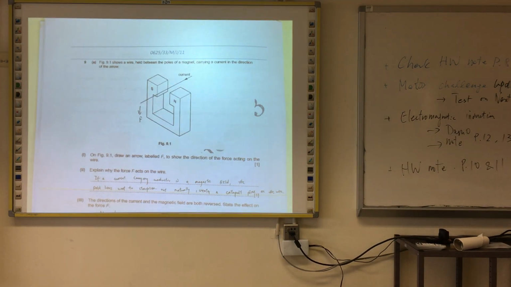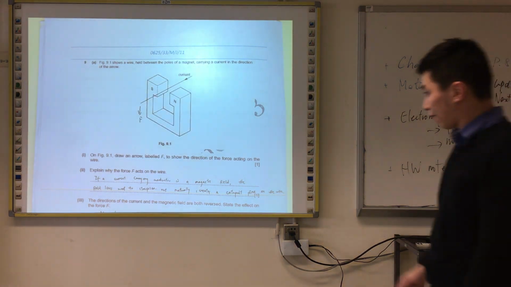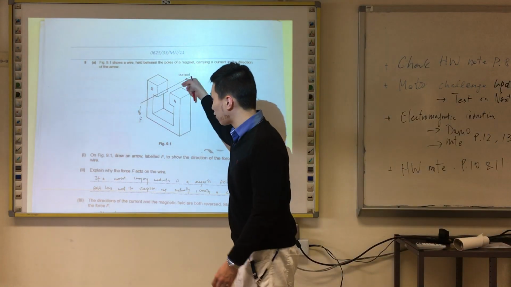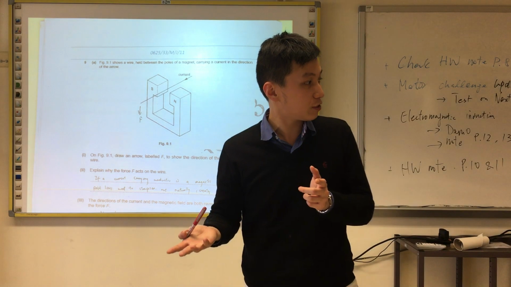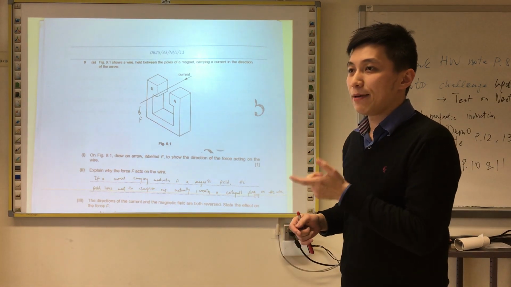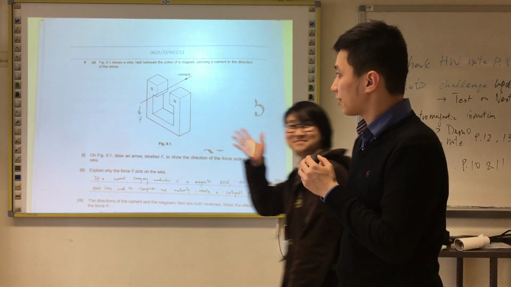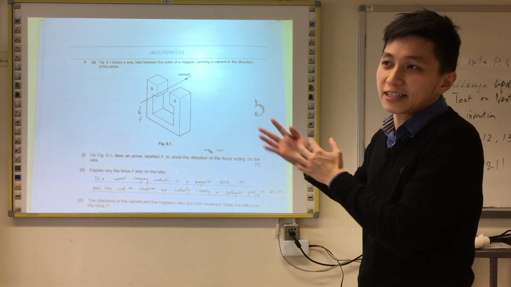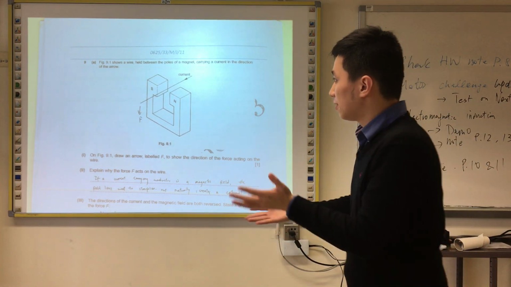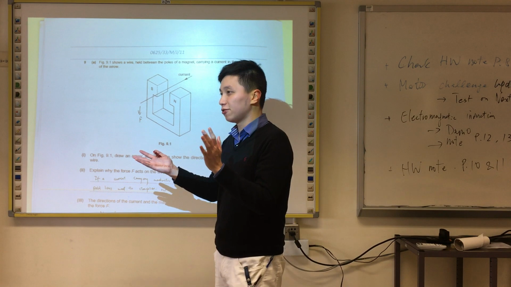This should be pretty easy. The first question is asking you the direction of F in this diagram. You've got the B field, you've got current, you should have a force. Let me ask you, is this answer correct? Is it the same as your answer? Yeah?